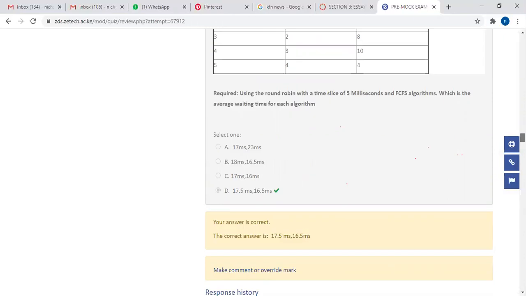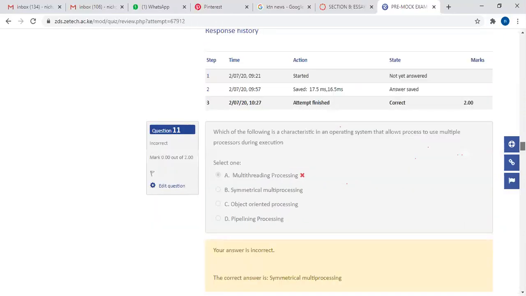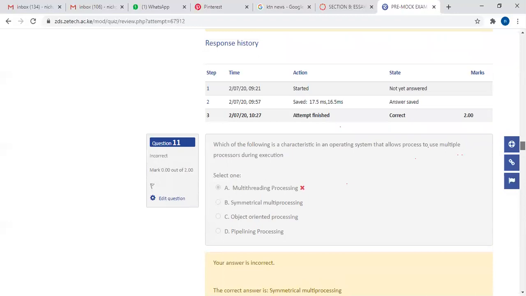Yes. Which of the following is a characteristic in an operating system that allows a process to use multiple processors during execution? So automatically, multi-threading uses various threads, so that one cannot be an answer. Symmetrical multiprocessing. When you talk about multiprocessing, we are looking at processors. So this is the answer.